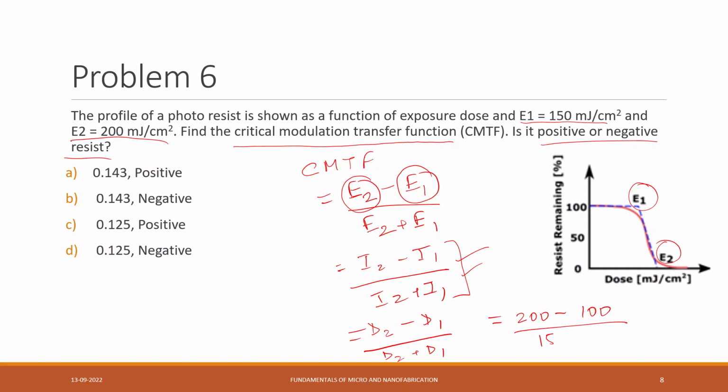Intensity also, it's kind of the same thing. 150 plus 200. So yeah, 0.143. This is the correct one.